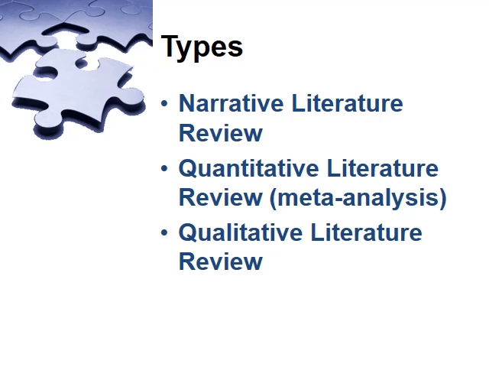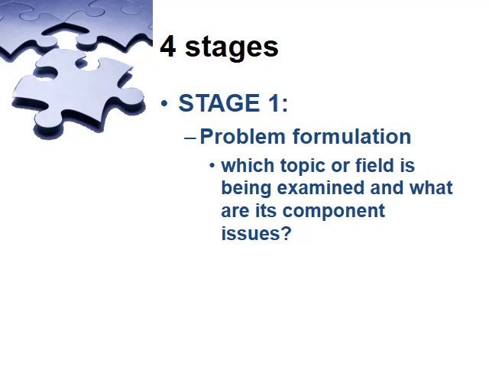There are 3 types of literature reviews, and you will be doing a narrative literature review. There are 4 stages to a literature review. Stage 1 is problem formulation. By now you should already have figured out what the initial problem is that is causing your institution to create a new program. And so the problem formulation is this time period when you're examining the topic and deciding what are the issues that are associated with this topic.